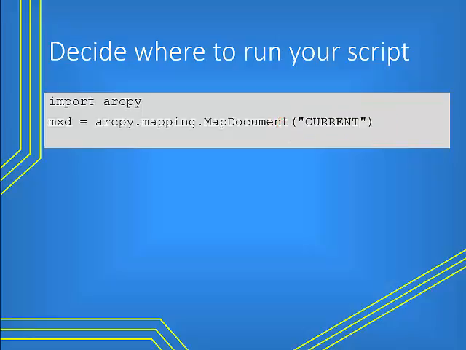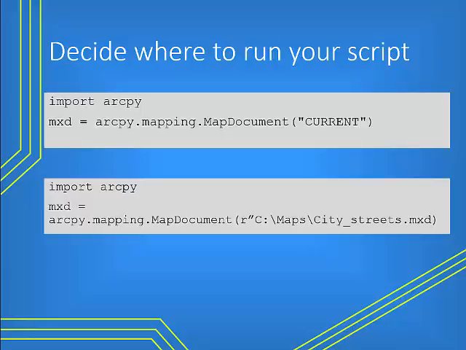If you have, say, City Streets MXD opened in ArcMap, you can reference this opened map document by using the map document class and setting the resulting map document object to a variable called MXD. This applies only to running your script from ArcMap. ArcCatalog will not recognize the current keyword. Inside an IDE, you will need to replace the keyword current with the actual path to the map document.